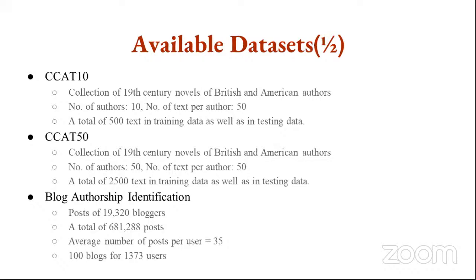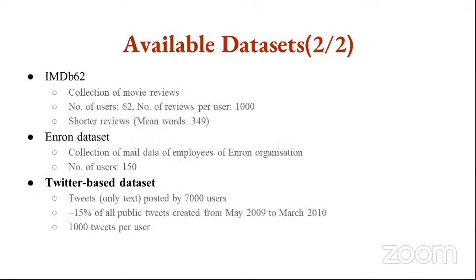Blog authorship identification: posts of 19,320 bloggers, a total of 681,288 posts. The average number of posts per user is 35, and 100 blogs for 1,373 users. So these are some other data sets, like IMDb 62. This is a collection of movie reviews. The number of users is 62. The number of reviews per user is 1,000. These are all shorter reviews, so the number of words in a review is only 349.